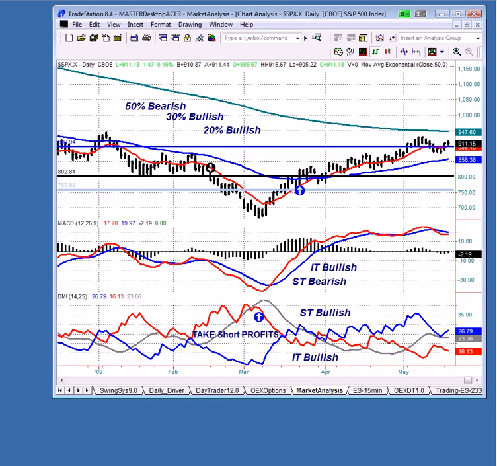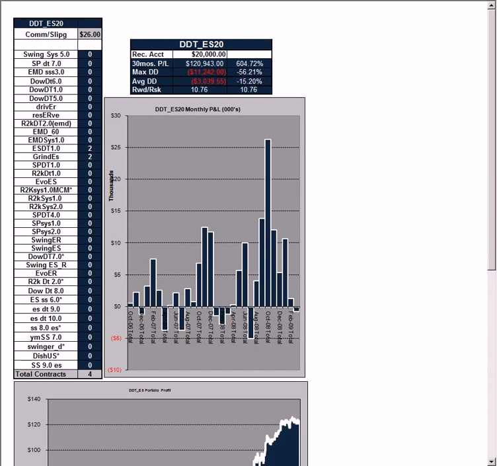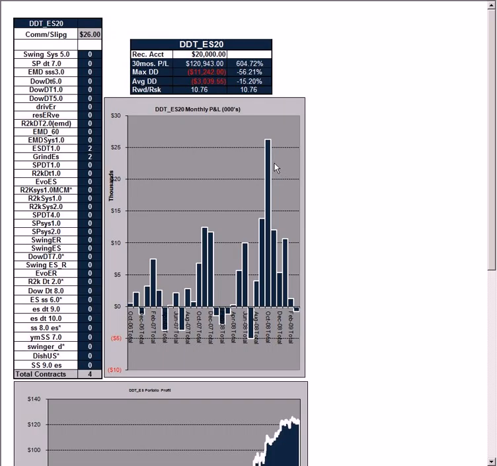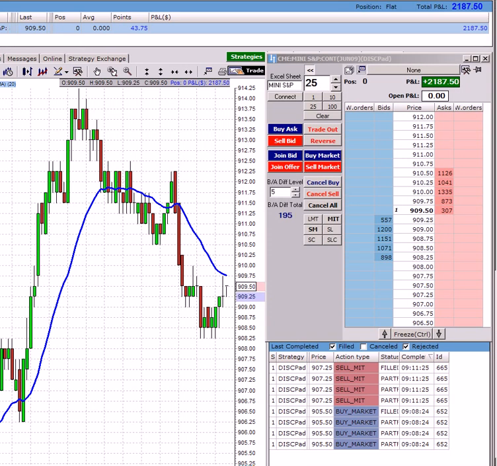So we're going to go ahead and switch over. So that's the market. Switch over and look at what we have here. Here was that trade today in the Disc Pad. Nice, 2187.50 for one trade was the Disc Pad.